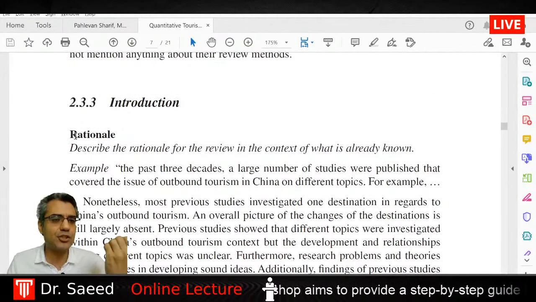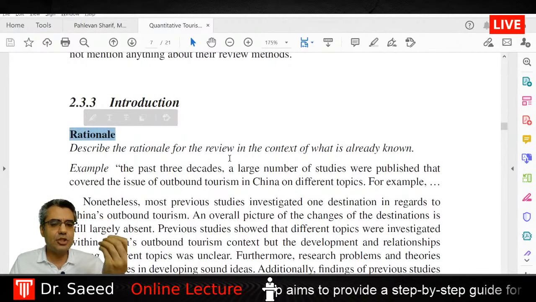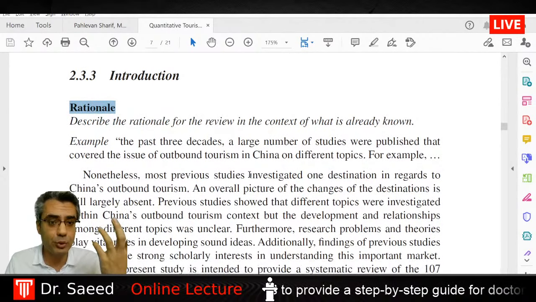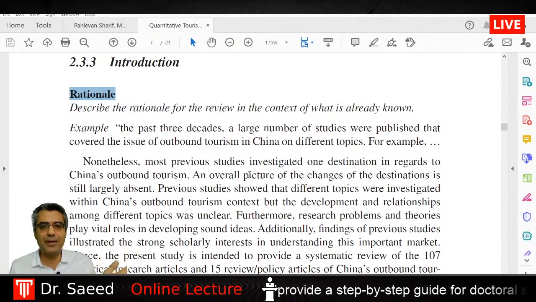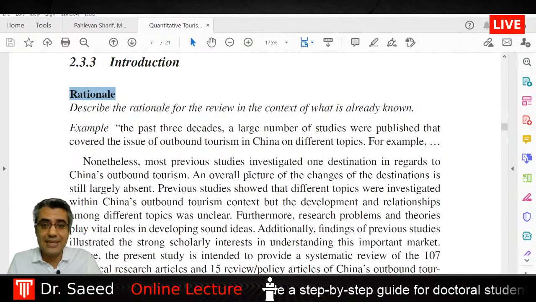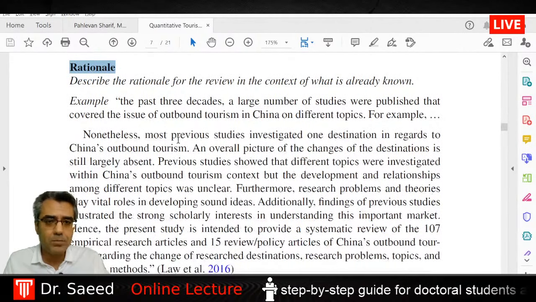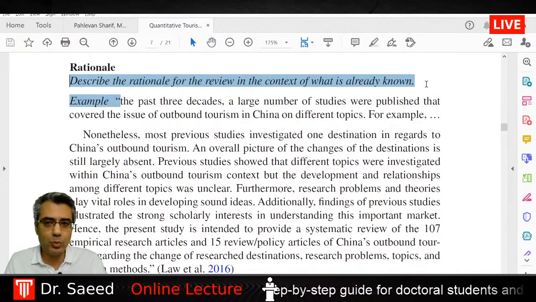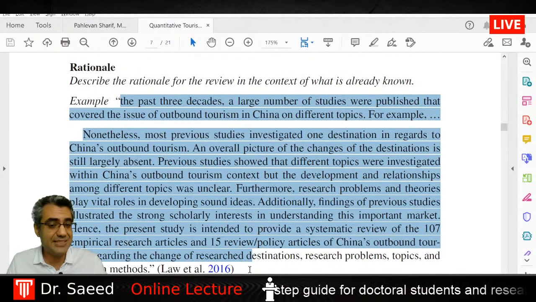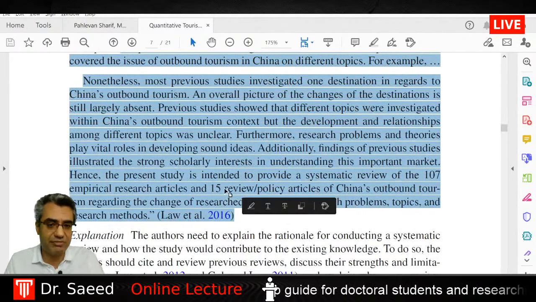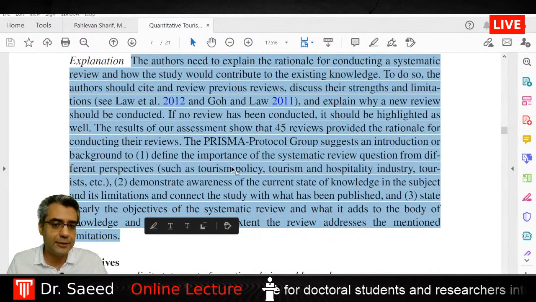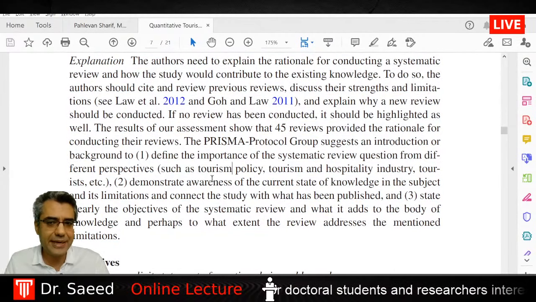Then, next one, rationale. Rationale means you need to explain why we need to do a systematic literature review. If there is already a review paper, you need to cite it and explain what the advantage of your review is, how your review is adding something to the literature, right? So here I have explained what we mean by rationale. A good example I found in the paper is systematic reviews that have already been published in the field of tourism. And then an explanation of why we need the rationale, and how to write a rationale.